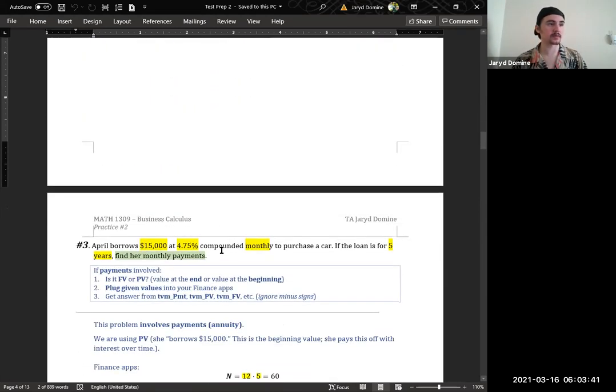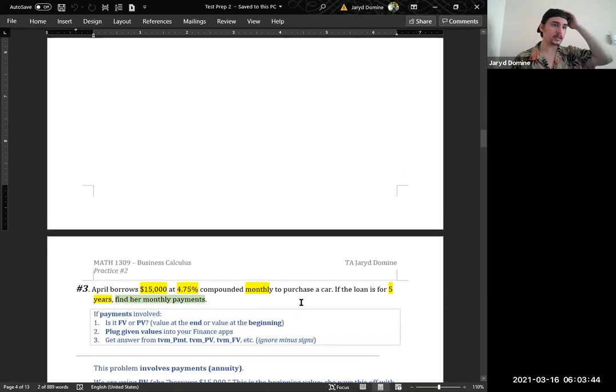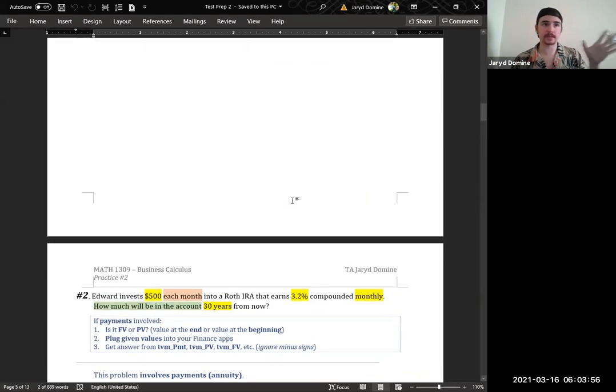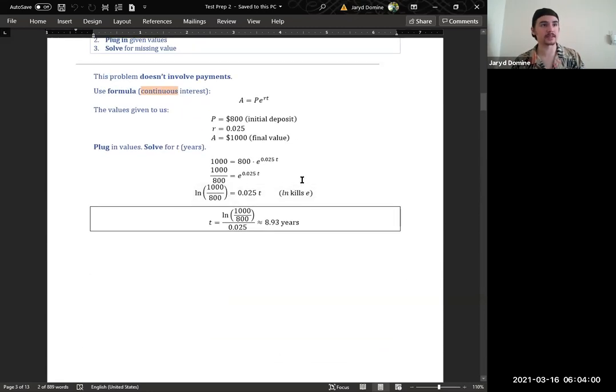The same with problem 3. April borrows a loan, and then she wants to pay it off over the course of 5 years. So she's making payments. This is a payment problem. Okay, so that's the two types. Either you have payments or you don't have payments. It may not be in the same order on the test.